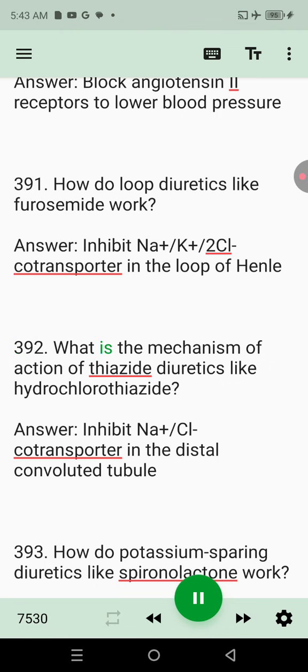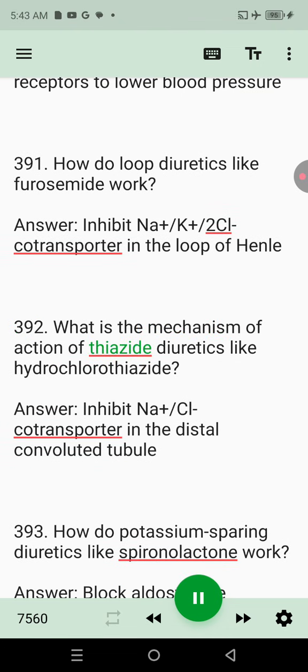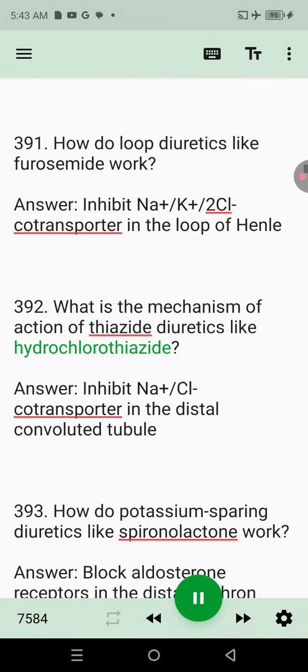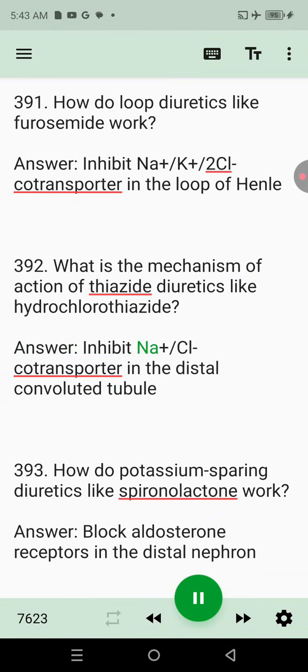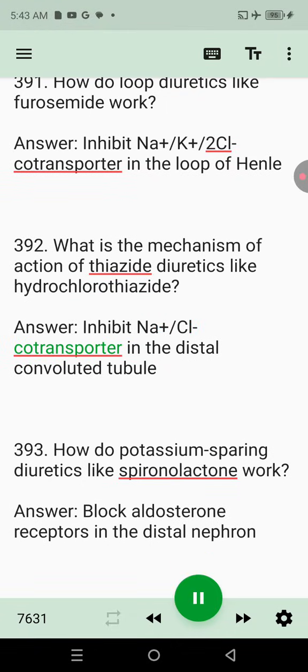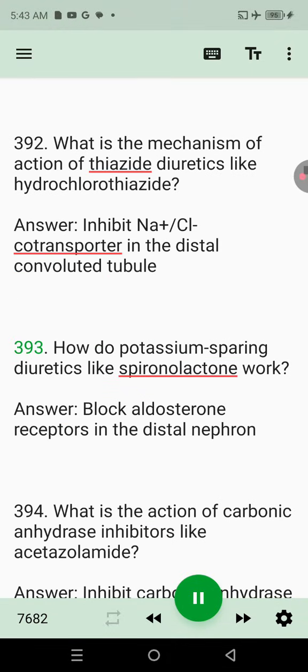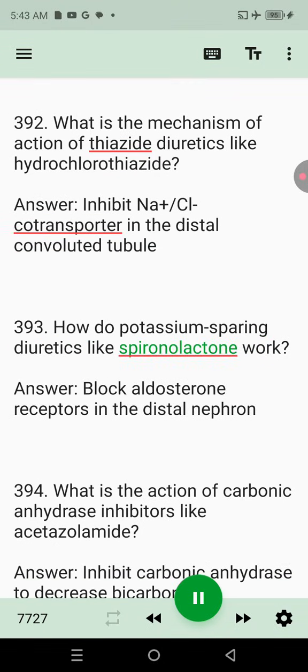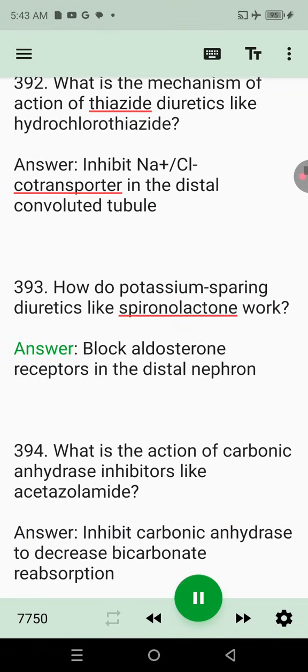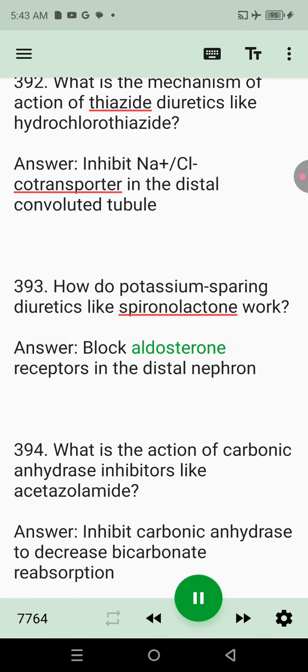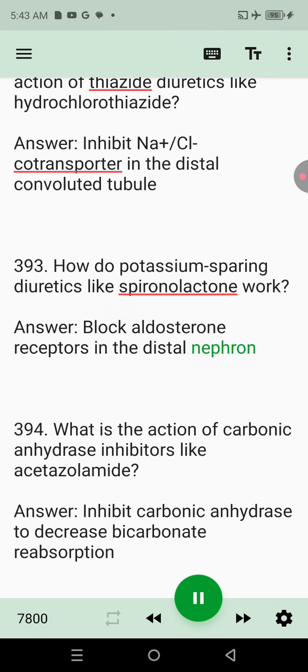392. What is the mechanism of action of thiazide diuretics like hydrochlorothiazide? Answer. Inhibit Na plus Cl cotransporter in the distal convoluted tubule. 393. How do potassium-sparing diuretics like spironolactone work? Answer. Block aldosterone receptors in the distal nephron.